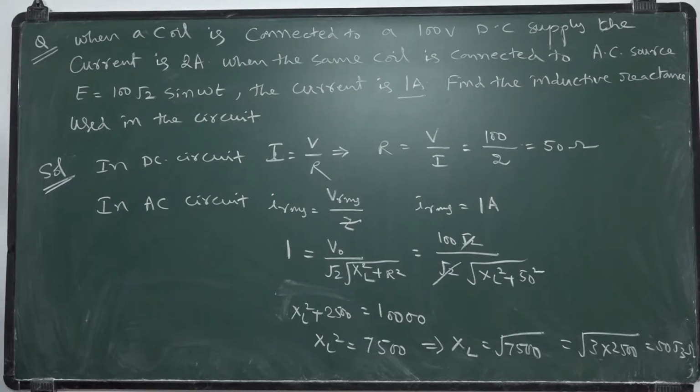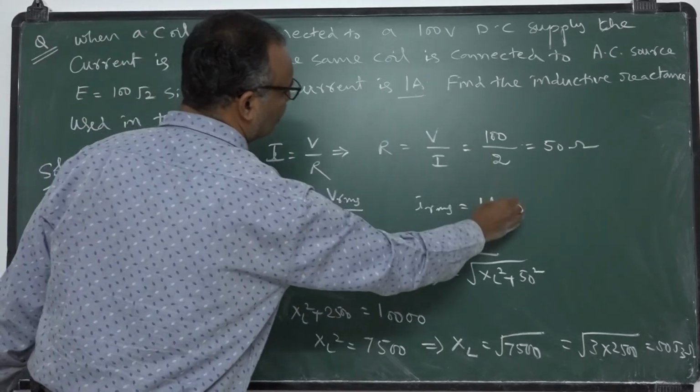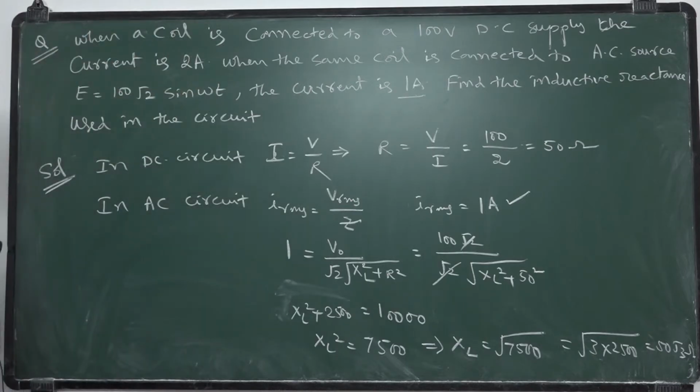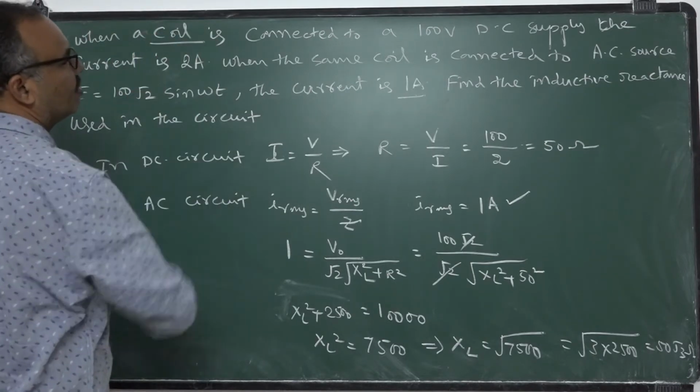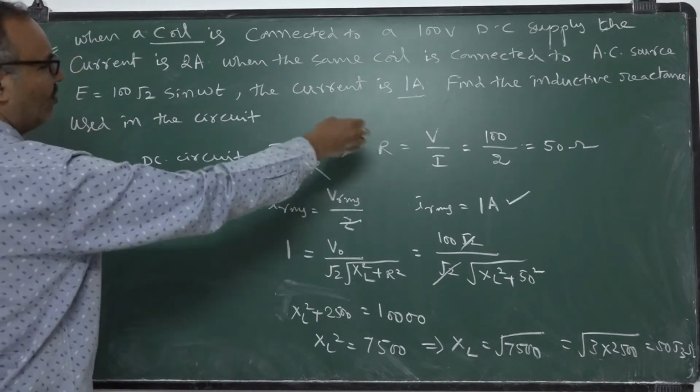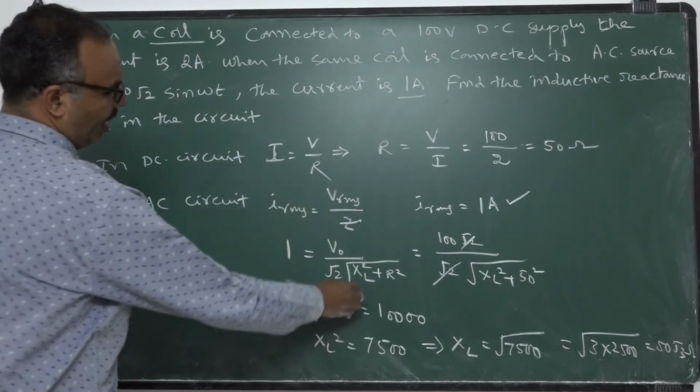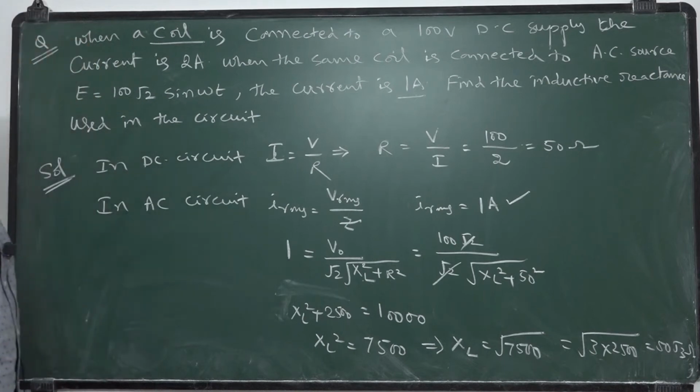Clearly, you should understand the value of given current is the RMS value of the current. And the circuit consists of a coil, that means inductance, and obviously it is having some resistance. So it is an LR circuit. In an LR circuit, impedance is given by square root of XL square plus R square. By knowing that value, we can solve this problem very easily. Let us move on to the next problem.